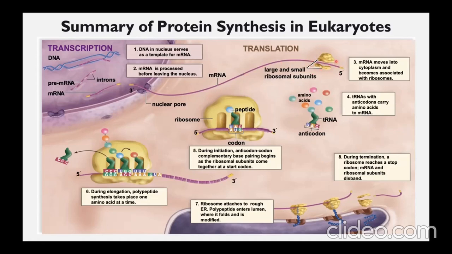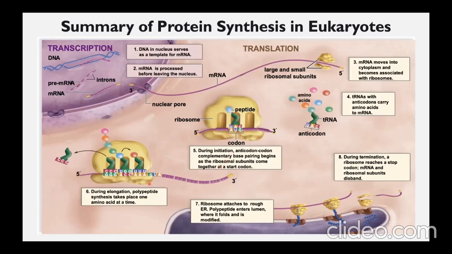So for the ribosome, what you have to remember is that there are a large and a small subunit. Okay? And then that starts the translation. So tRNA with anticodons carry the amino acid to the mRNA. From here, they can bind at the P site. Okay, P site. So during initiation, the anticodon and the codon complementary base pairing begins as the ribosomal subunits come together at the start codon. Start codon, you have to remember, is AUG. Okay? AUG is the start codon, and the amino acid must be methionine.